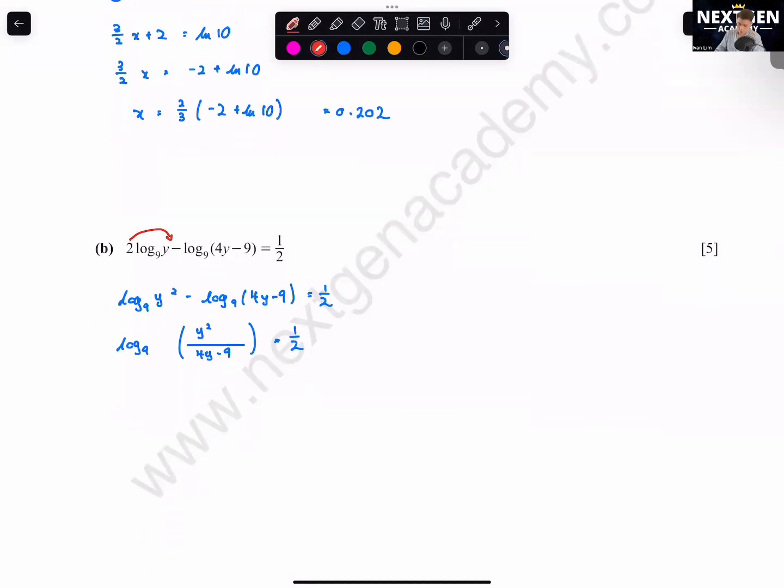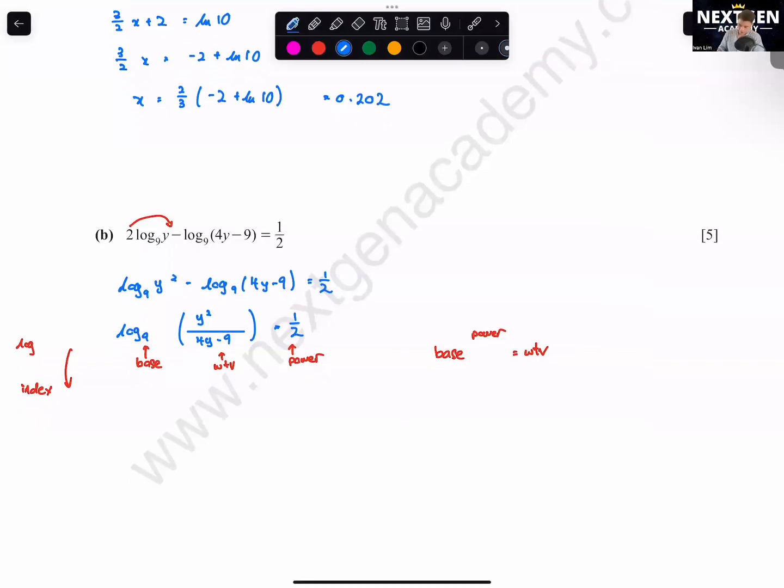Then from here, we're going to do log form to index form. This is how I remember: this is your base, this is your power, and this one I call whatever. So the form will always be like this: base, power equals whatever. You just need to remember the structure of it, the position of it.